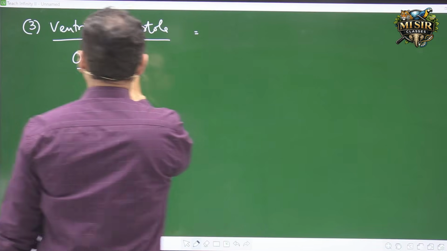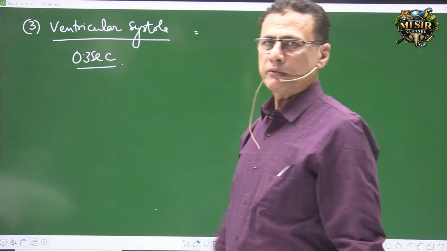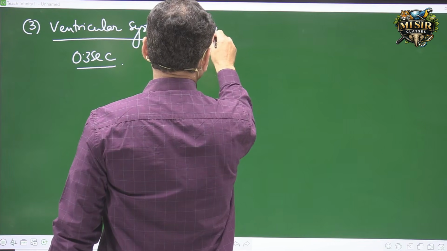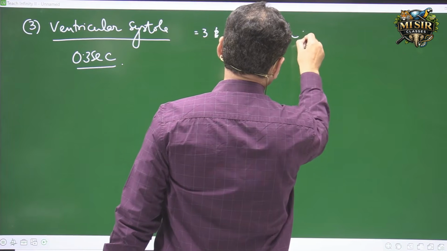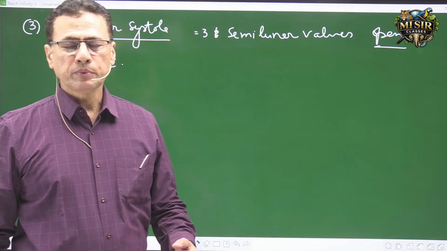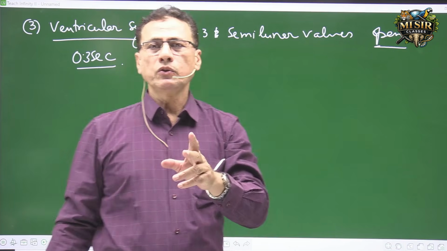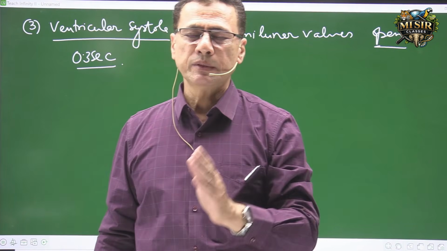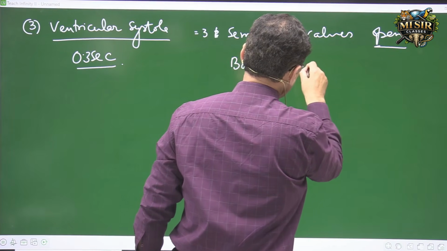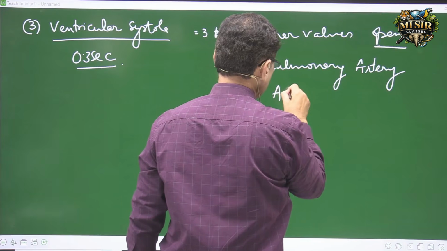This duration of 0.3 second is very important, since the blood is pumped from both the ventricles to the respective blood vessels. So here the three semilunar valves are open, because until and unless these valves are open, how will the blood move out. So in this case, the three semilunar valves are open. Simultaneously, there are two actions going on here. One is the closure of the atrioventricular valves, that is bicuspid and tricuspid, and opening of three semilunar valves in both pulmonary artery and aorta.